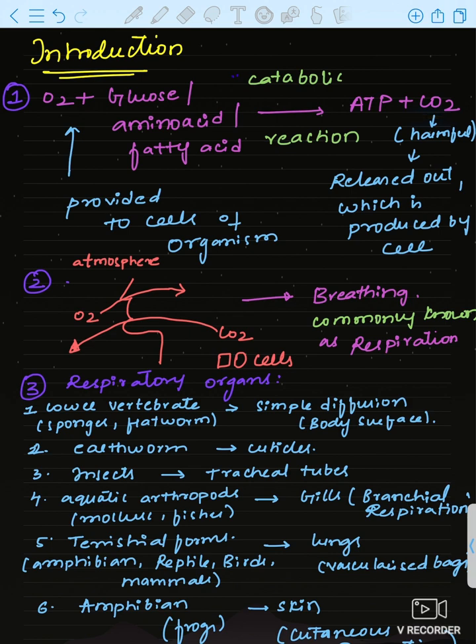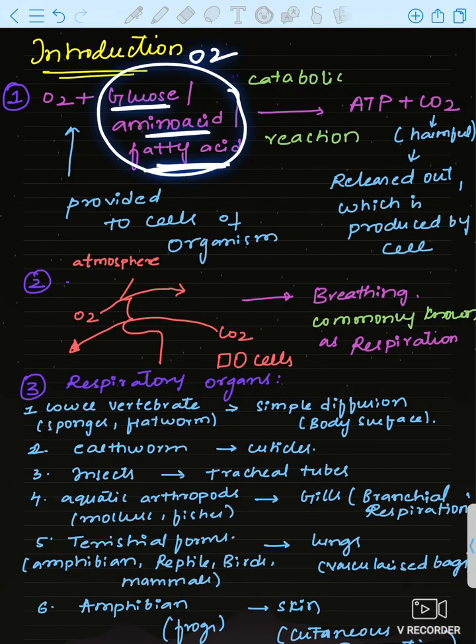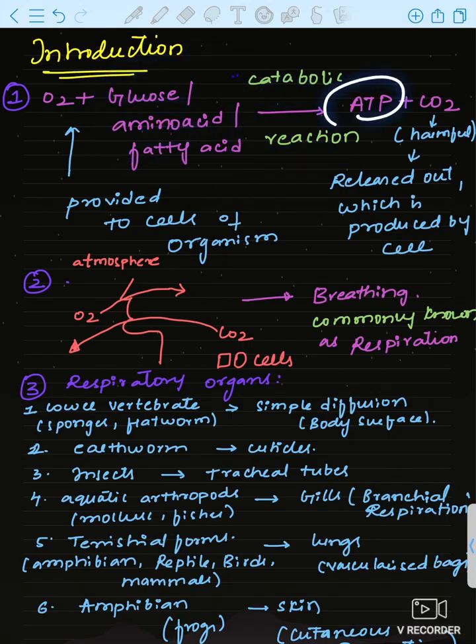It is produced by, see, glucose molecules, amino acids and fatty acids, which with the help of O2 undergo a catabolic reaction. Catabolic means breaking down. This glucose will break into small molecules and energy will be produced. ATP means energy will be produced and CO2 will be produced. CO2 is a harmful gas. That is why it has to be released.